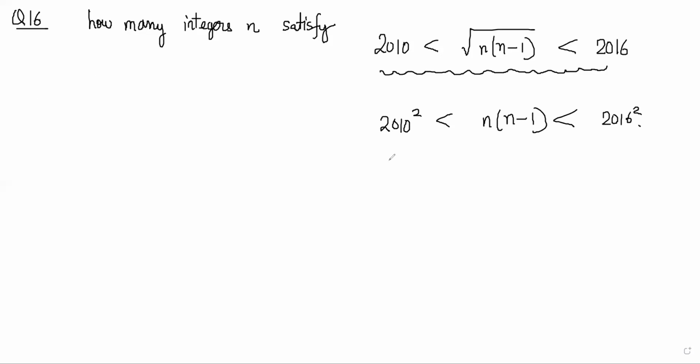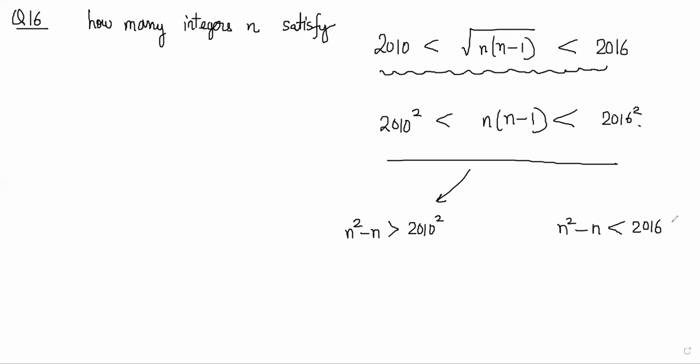This is basically a set of two inequalities. One inequality is n square minus n is greater than 2010 square, and the other one is n square minus n is less than 2016 square, right? These two inequalities have to be true simultaneously, and we have to find integer values of n which will satisfy these. So let's try to see from quadratic equations what we can figure out.